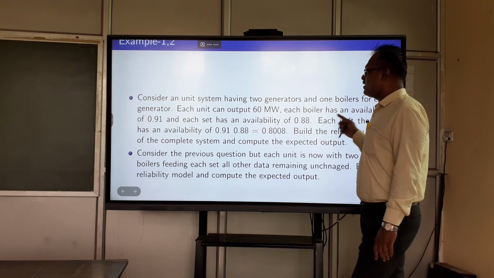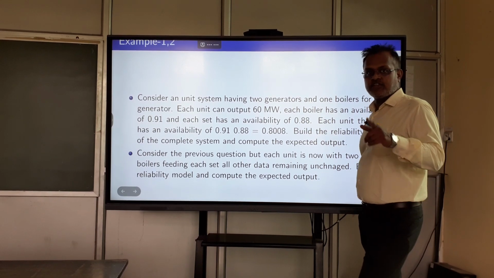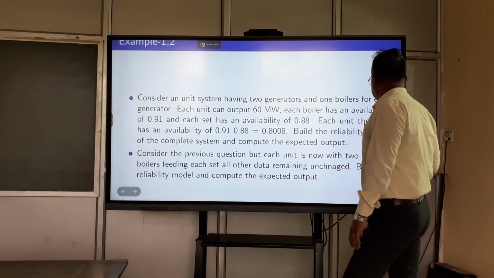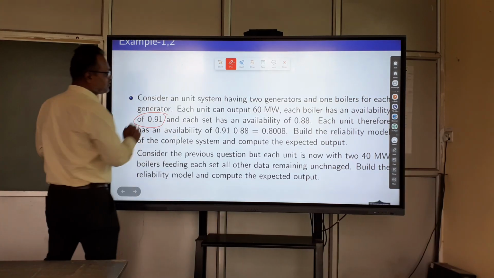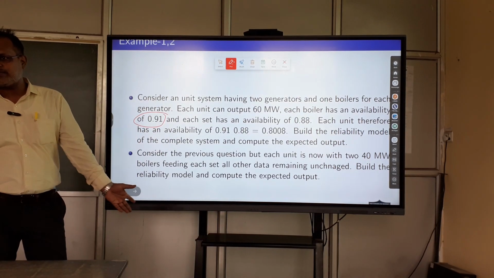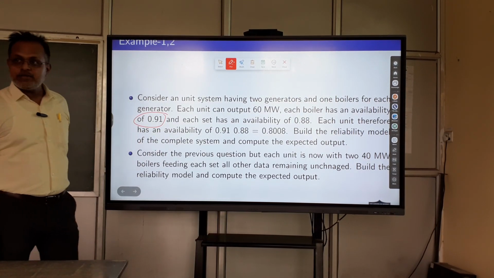Each boiler has an availability of 0.91. Mention that. So the boiler availability is 0.91. It is available for 91% of the time. Rest of the time it may be under maintenance, maybe out of service. And generator availability is 0.88.